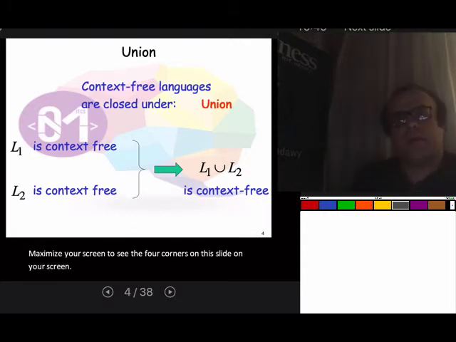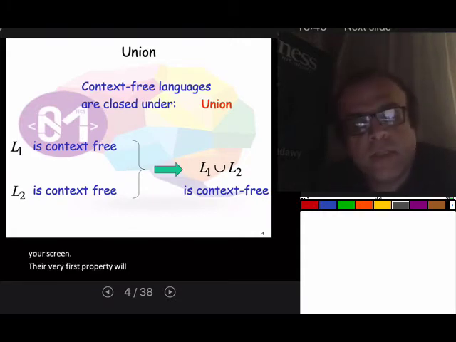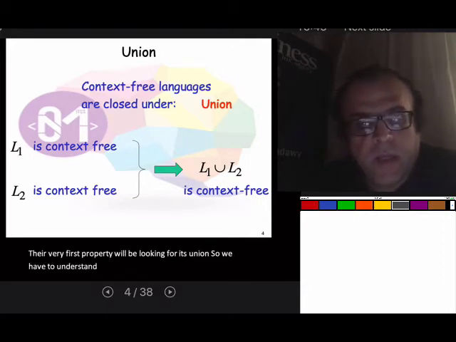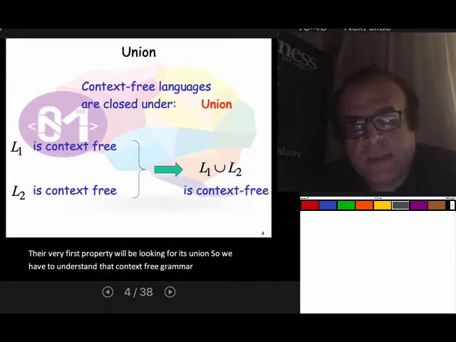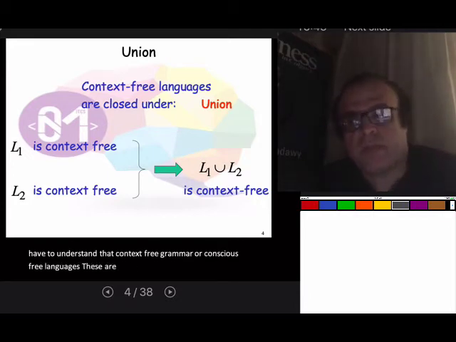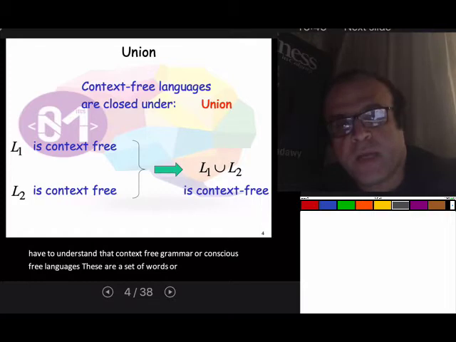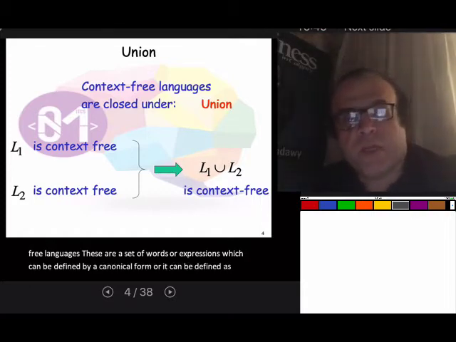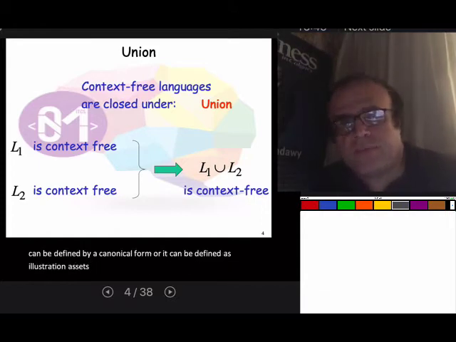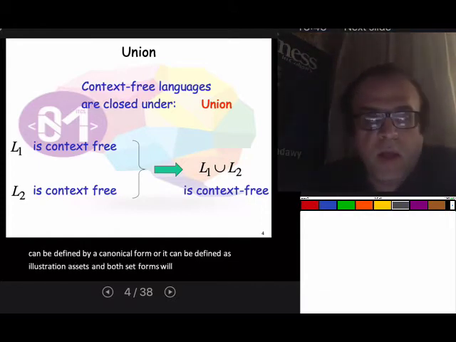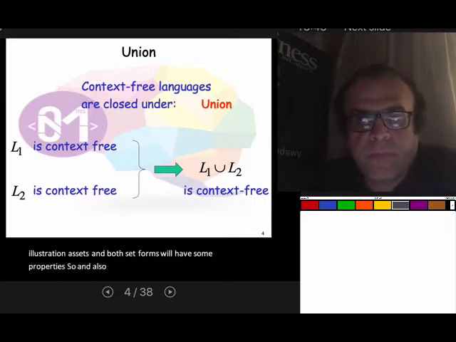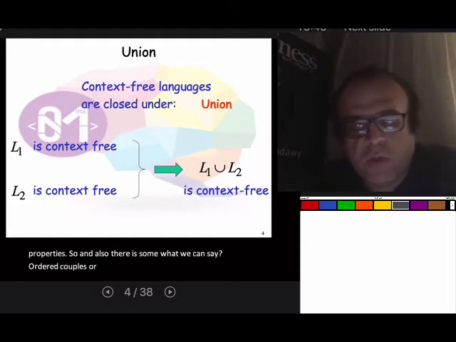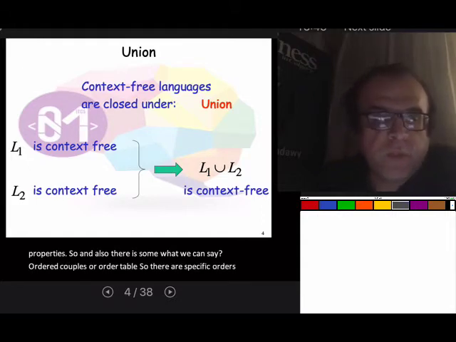The very first property we'll be looking at is union. We have to understand that context-free grammars or context-free languages are sets of words or expressions which can be defined by a canonical form, or can be defined as sets. Both set forms will have some properties, and there are also ordered tuples, so there are specific orders. The very first one will be the union.